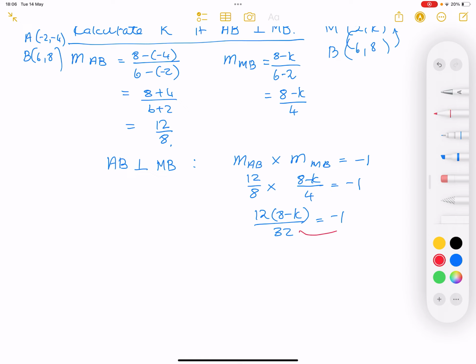I take up that 32 there because of cross multiplication. 12 times 8 is 96, minus 12K is equal to -32. So minus 12K is equal to -32 minus 96, which is minus 128. So K is equal to minus 128 divided by minus 12.